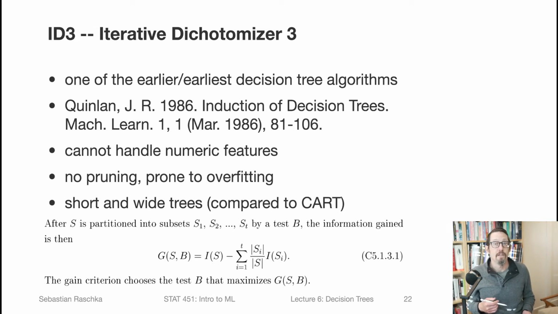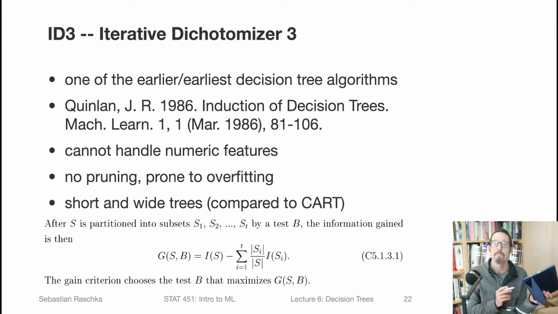So it doesn't do any special early stopping to prevent overfitting, and it makes these trees that are kind of bushy. They're short, they don't have a lot of levels to them, and they get pretty wide, therefore. So here is how you choose an attribute. Okay? So this is called an information gain.